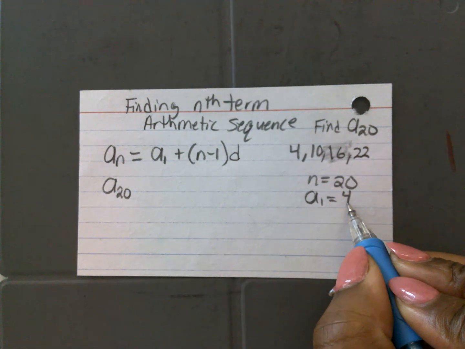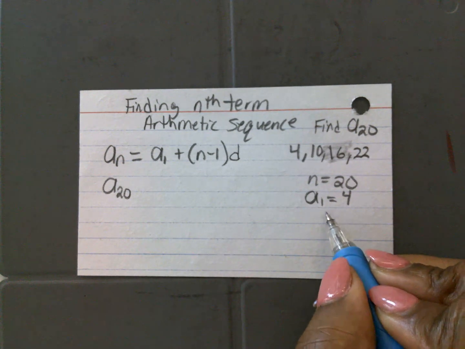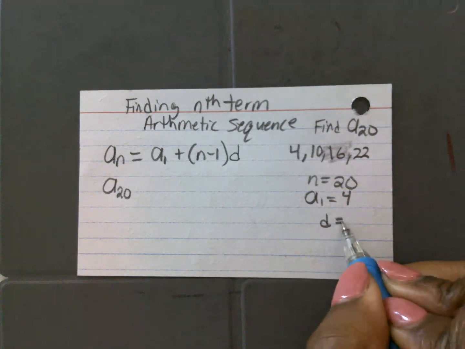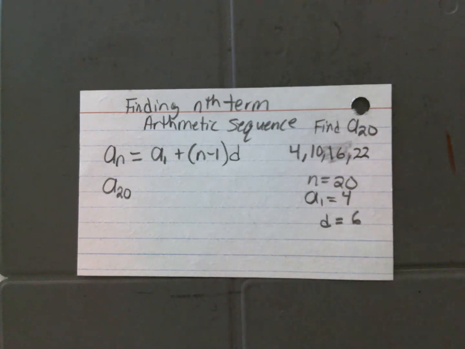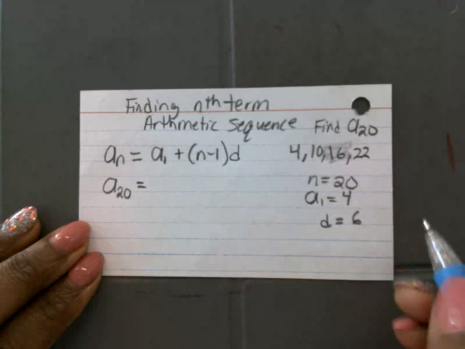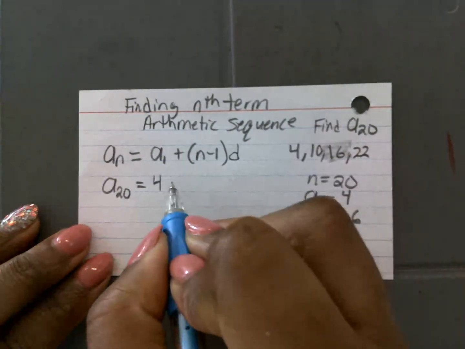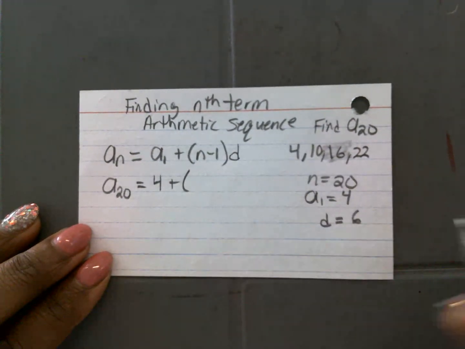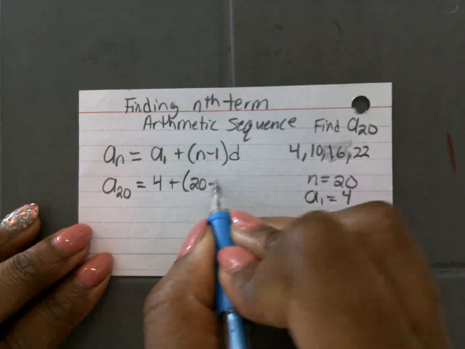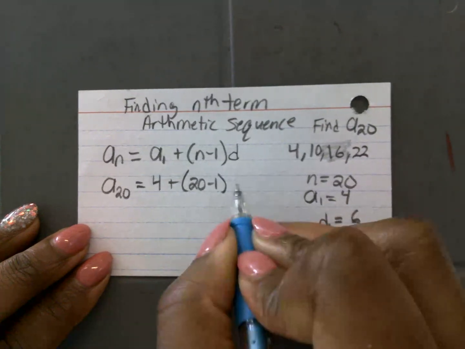That's okay. And then what's the other thing we need? D. What's your common difference? 6. It is 6. So now we can substitute those values in to figure out what the 20th number in the list is. So we got a sub 1 is 4 plus, we got n minus 1, n again is 20, minus 1 times 6.